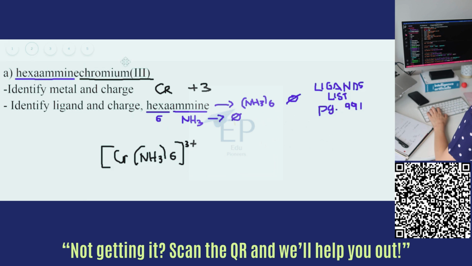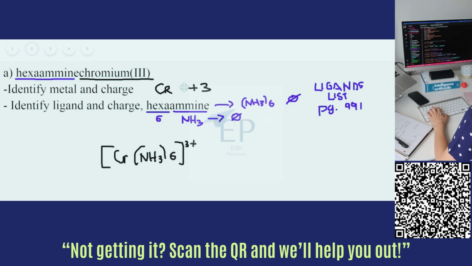Let's see the first example. Let's identify first the metal and the charge. In this case, the metal is chromium. So we write down Cr. We know from the periodic table that this is the symbol. And the charge is indicated here, so it's +3.